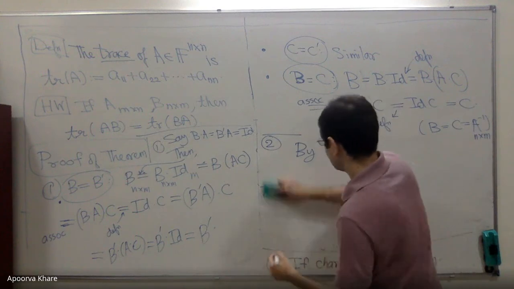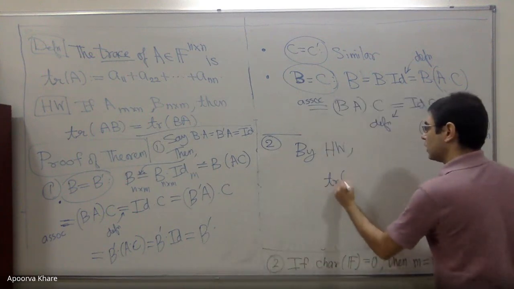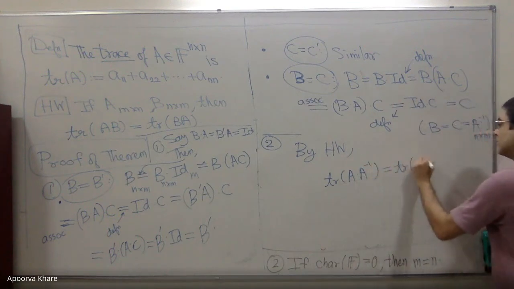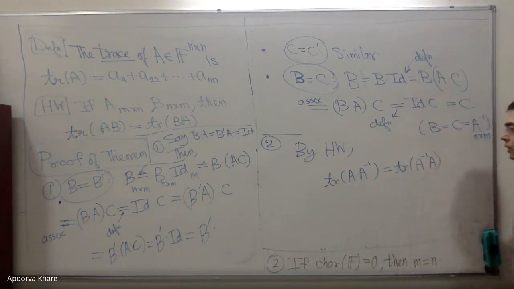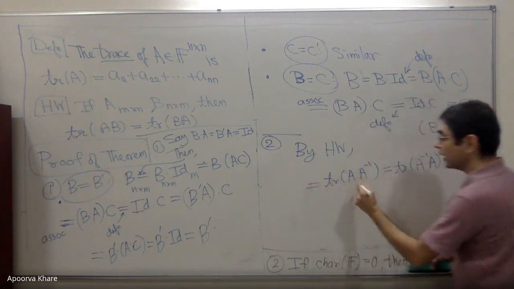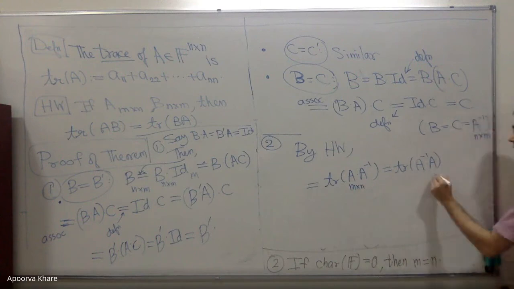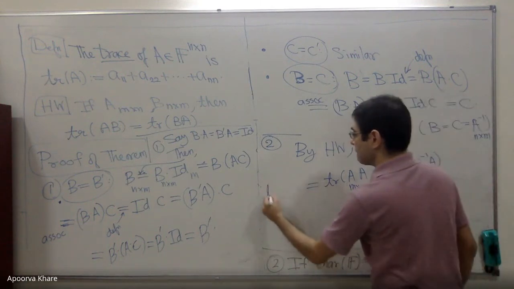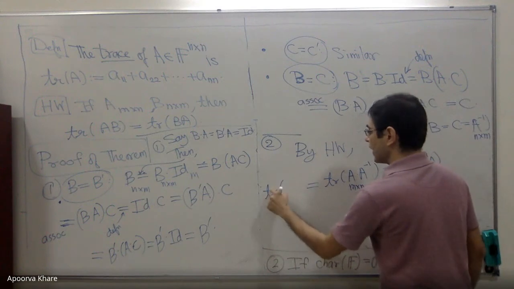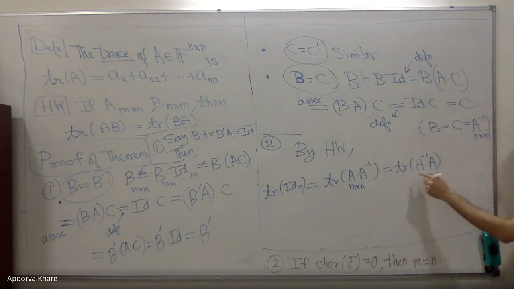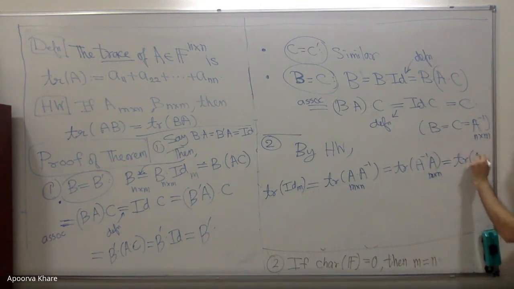Okay, I'll do it this way. Trace of A times A inverse is the trace of A inverse times A. Right? Fine. What is A times A inverse? It is the identity matrix. But A is M cross N. So therefore, this is the identity matrix, which is M cross M. Trace of identity M. And on the other side, A inverse goes first. A inverse is N cross M. So this is the trace of the identity matrix N cross N.